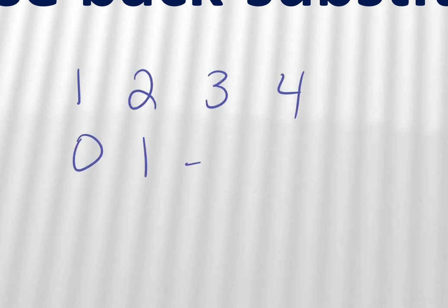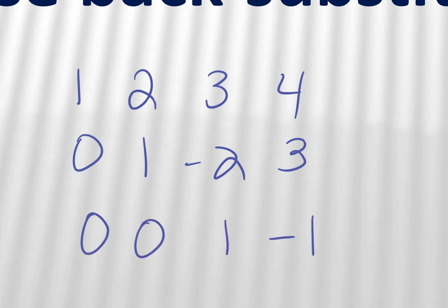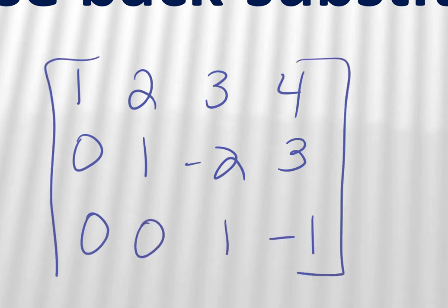And we're going to, at the end, have something that says 1, 2, 3, 4, 0, 1, negative 2, 3, 0, 0, 1, negative 1. Why is it not showing? Let's say after we did the work to get it into row echelon form, my system looks like this.